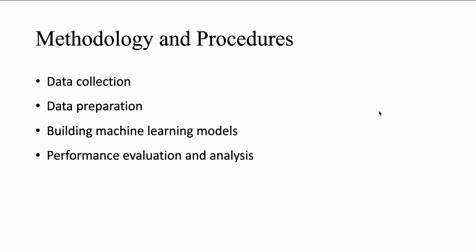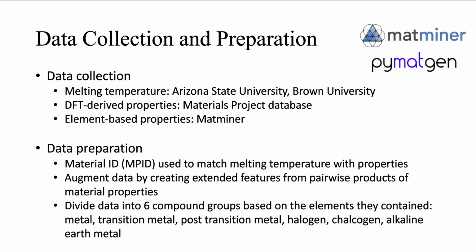So going into more detail here, during data preparation, I divided the compounds into 6 compound groups based on the elements they contained: metal, transition metal, post-transition metal, halogens, chalcogens, and alkaline earth metals. I also performed data augmentation by creating extended features that are the pairwise multiplication of original material properties. For example, one of these extended features would be the multiplication of average atomic radius times bulk modulus.